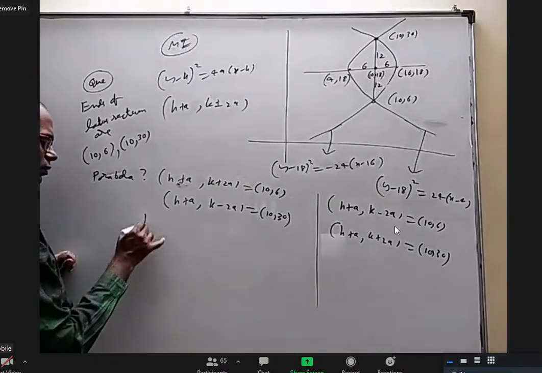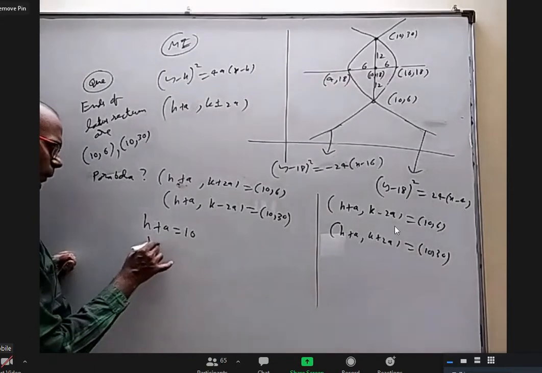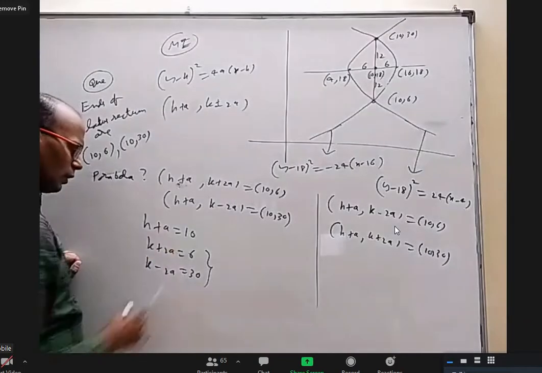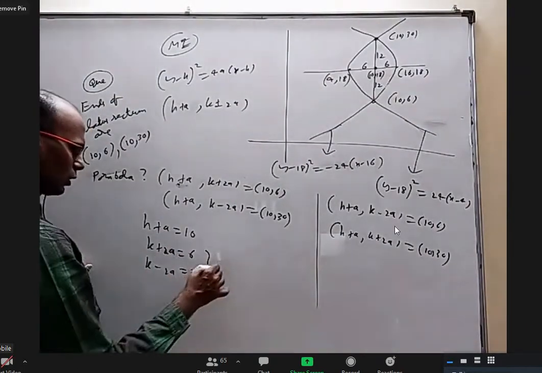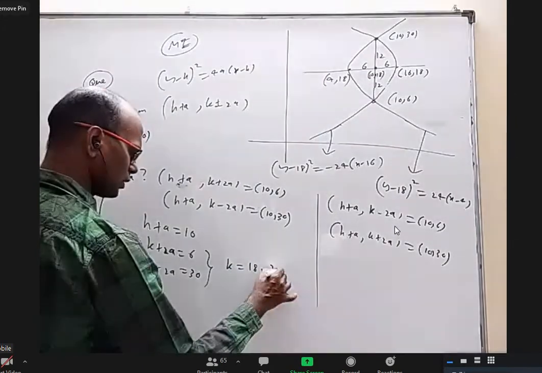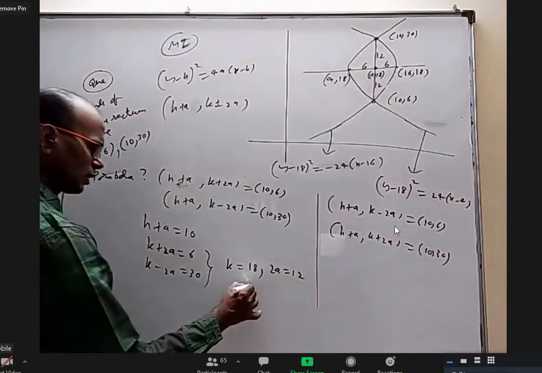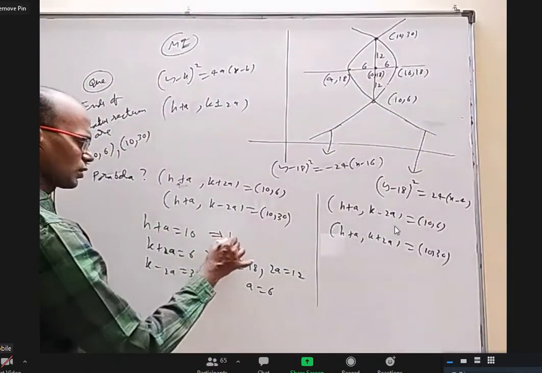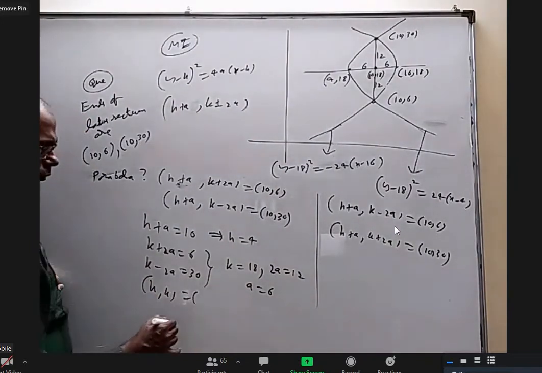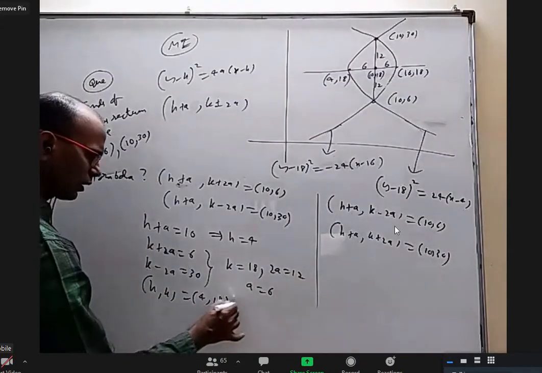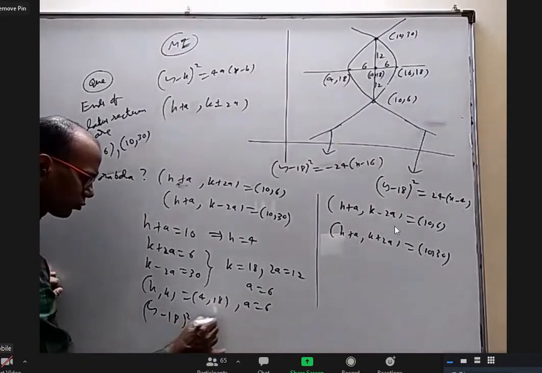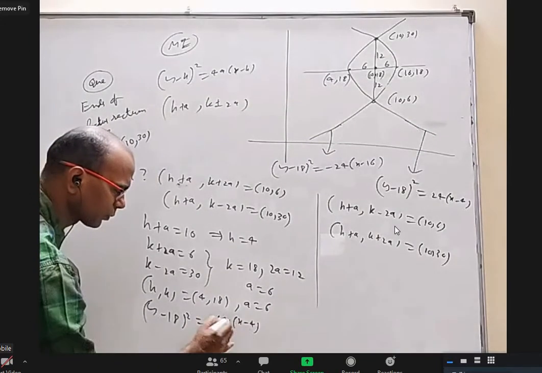So now when you equate, h plus a is equal to 10, k plus 2a is equal to 6, and k minus 2a is equal to 30. And when you solve these two, we'll get k is equal to 18, and 2a is equal to 12, and a equal to 6, and put that, you'll get h is equal to 4. So you got h comma k is equal to 4 comma 18, and a equal to 6. Then (y minus 18) whole square equal to 4 into 6 into (x minus 4).